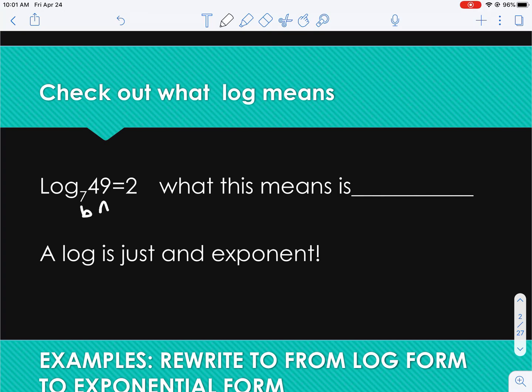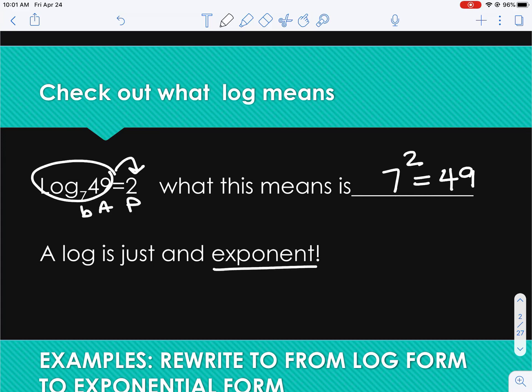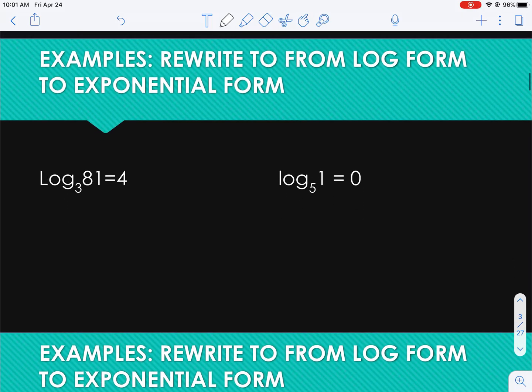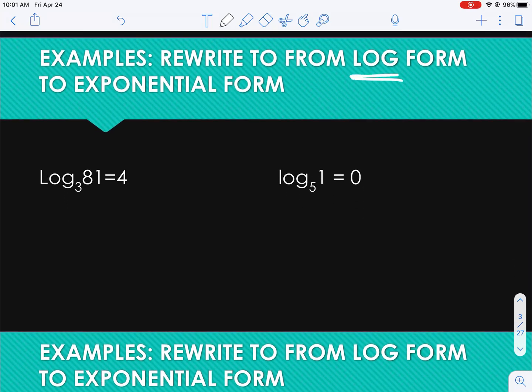So if I have log in base 7 of 49 equals 2, base answer power, that means 7 to the second power is 49, okay? So when you're solving a log, the answer is always just the exponent. So that's how logs and exponentials, we've talked about, they're related. They are inverses. The last lesson that you did before this was about inverses. So basically the opposite of a log is an exponent. So the answer to the log is the exponent.